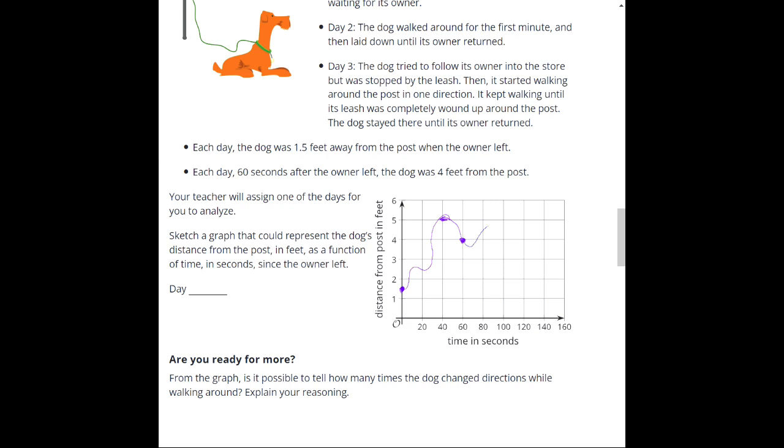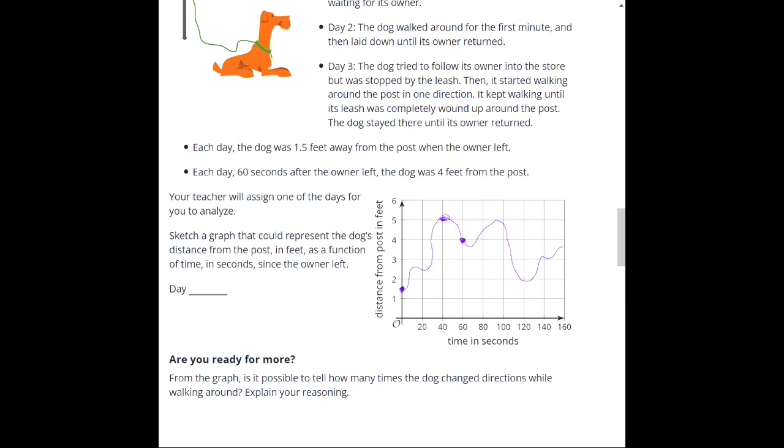It could come up again. It could go down. So I'm just making this distance up, okay? Because we only have 3 constraints. Our first constraint is where it starts. We can only go to 5 feet because that's how long the leash is. And we know that at 60 seconds, the dog is 4 feet from the post. So that would be day one.